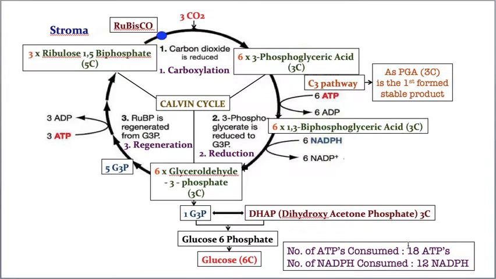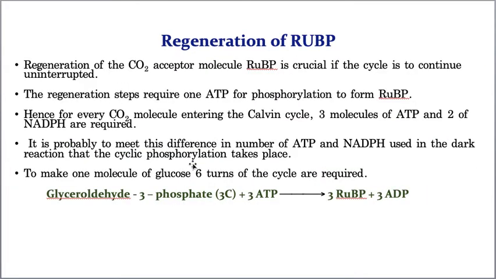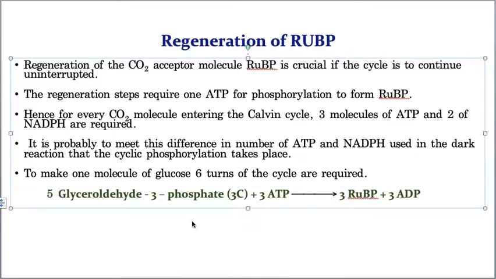I forgot to explain the regeneration in theory format. That also I'll complete, and then I will end today's class. Regeneration of RuBP. Now glyceraldehyde 3 phosphates. How many glyceraldehyde 3 phosphates? 5 glyceraldehyde 3 phosphates. Each glyceraldehyde 3 phosphate has how many carbons? 3 carbons. So 5 times 3 is 15.